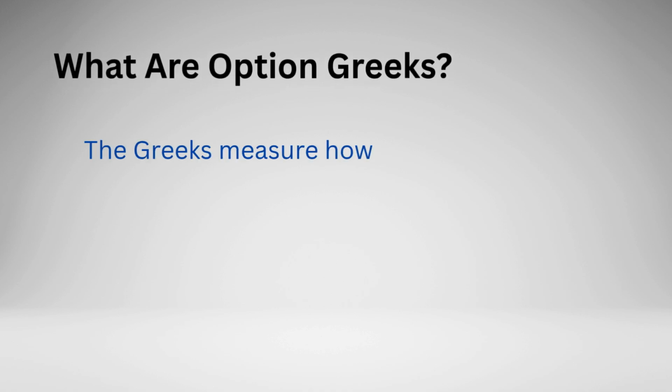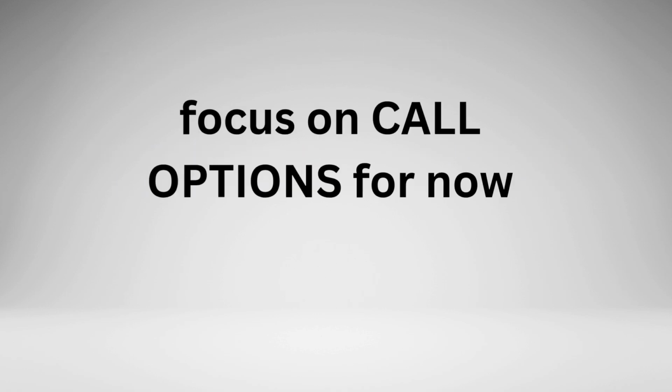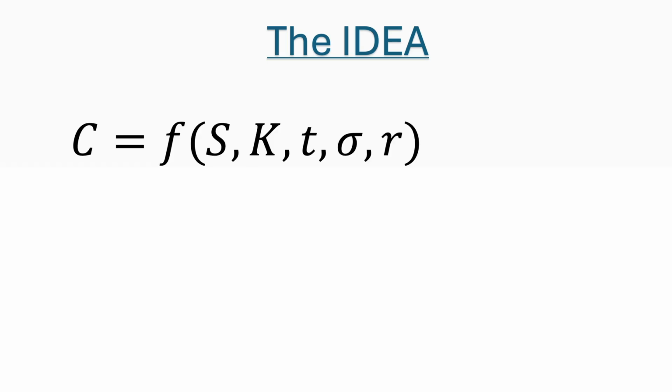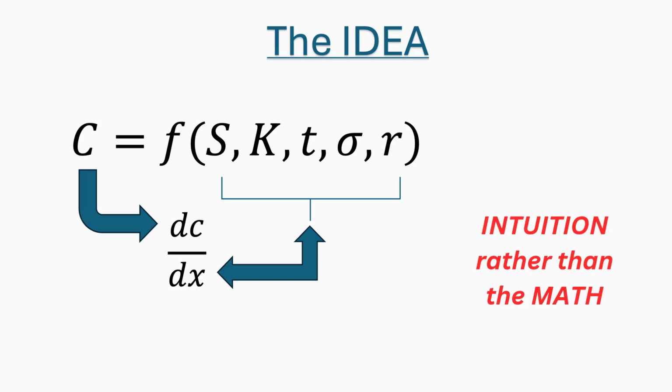So what are option Greeks? Well, the Greeks measure how sensitive an option is to each of the inputs to the option price. For brevity, we will only focus on call options, although the discussions below also apply to put options. Now think of the call price C as the function of the aforementioned inputs. The Greeks will be references to the partial derivatives of this function with respect to the different inputs. But rather than talking about partial derivatives, we will focus on the intuition behind this and how to use this in real life. Let's look at the most important ones.